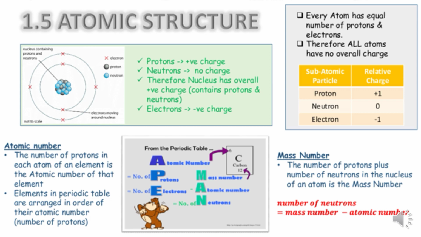So even though an atom is the smallest particle of matter, it is made up of even smaller particles known as the subatomic particles, and these include the protons, the neutrons and the electrons. The protons are positively charged, the neutrons are neutral, they have no charge, and the electrons are negatively charged.